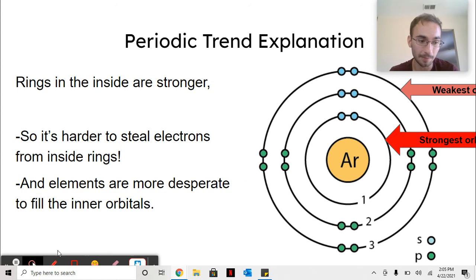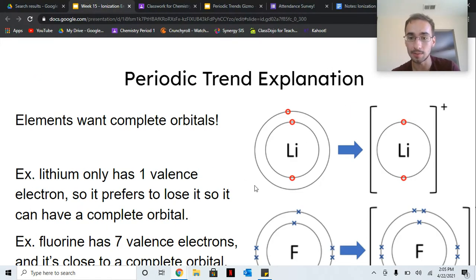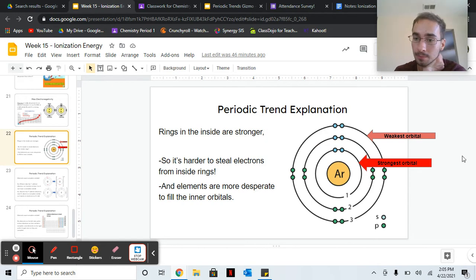So let's take argon here. Argon is a very big atom. The strongest orbital is the inside one. That one would be very hard to steal an electron from, whereas this one is a lot weaker. It's a lot easier to steal electrons from this one. So that's why as you go up in the table, your elements are going to have more ionization energy and more electronegativity, because these orbitals are stronger. And the element is really more desperate to have these full than the outer rings full.